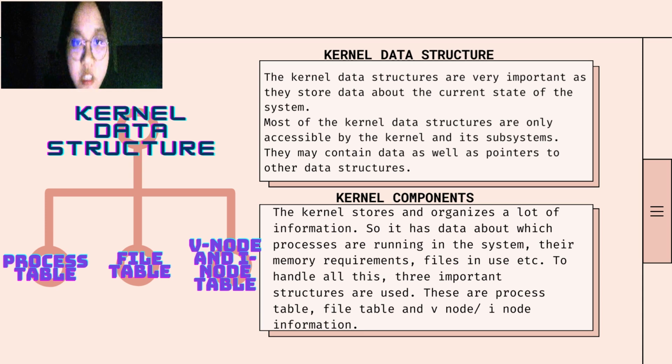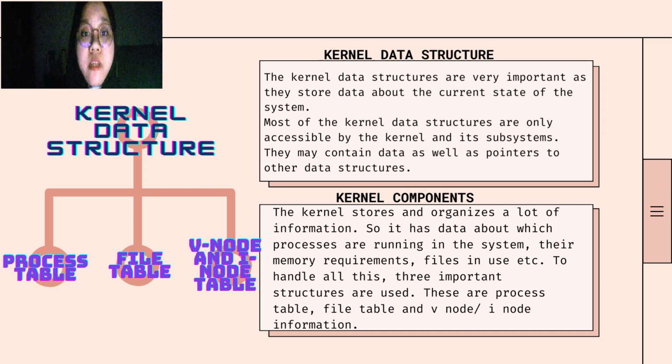The kernel components. The kernel stores and organizes all the information. So it has data about which processes are running in the system, their memory requirement, files in use, and etc. To handle all this, three important structures are used. These are process table, file table, and vnode or inode information.